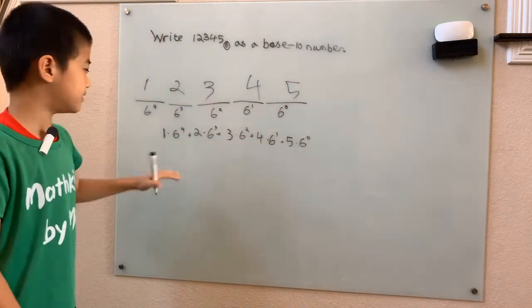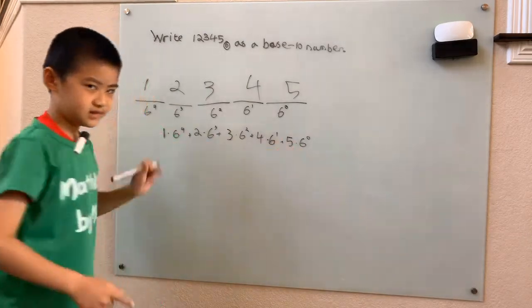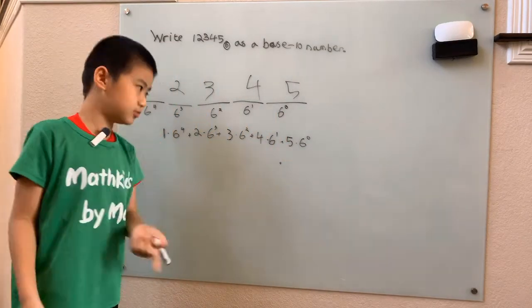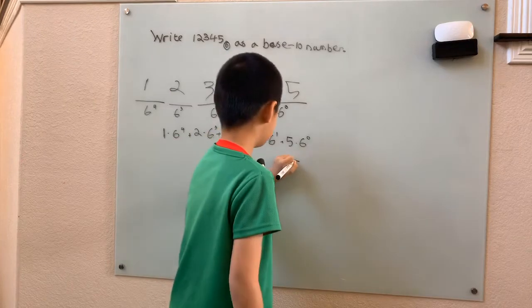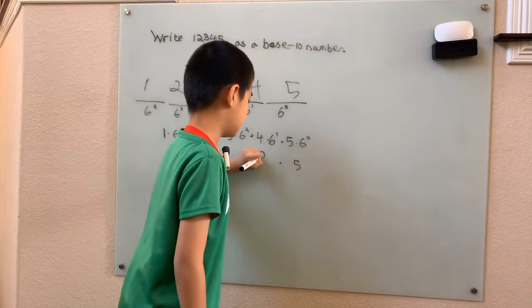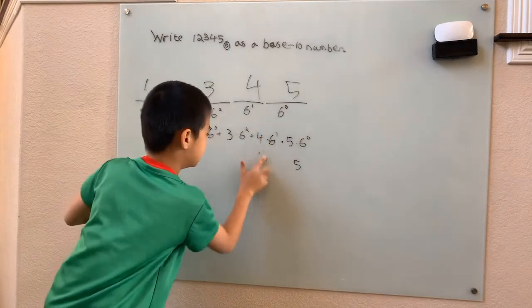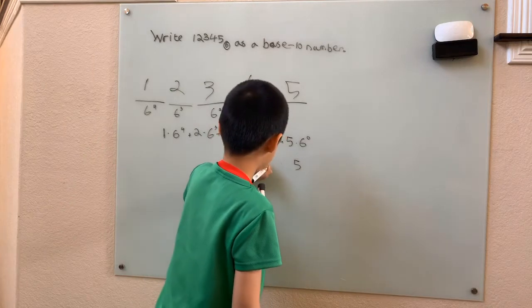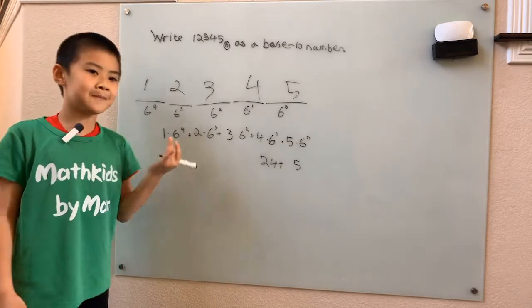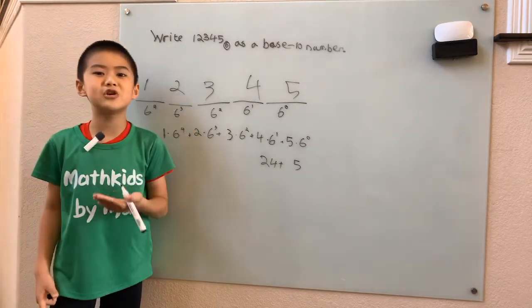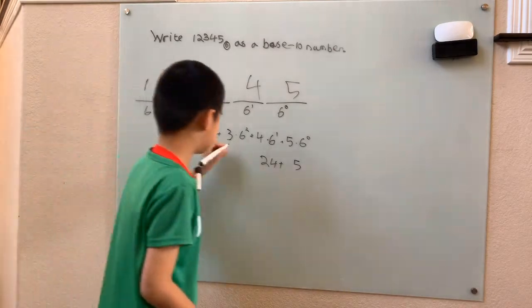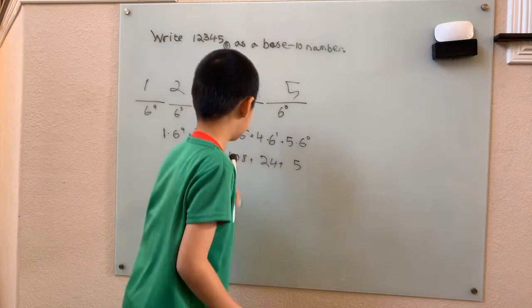Now you just have to compute this. I'm going to start from the end here, and you'll see why in a minute. First of all, 6 to the 0 is just 1. 5 times 1 is 5. 6 to the first is 6. 4 times 6 is 24. And 6 squared is 36. 3 times 36: 3 times 30 is 90, 3 times 6 is 18. Add those together, you get 108. Just use a little distributive property there.